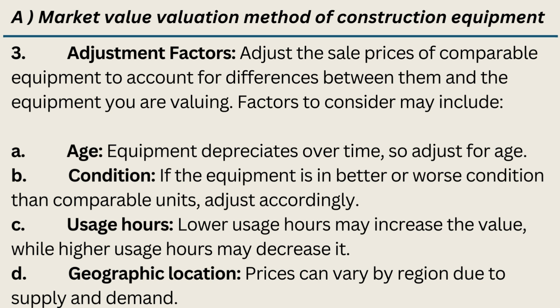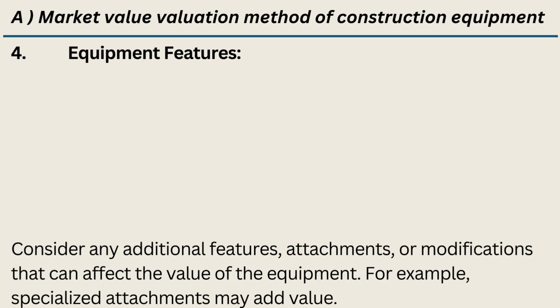A. Age. Equipment depreciates over time, so adjust for age. B. Condition. If the equipment is in better or worse condition than comparable units, adjust accordingly. C. Usage hours. Lower usage hours may increase the value, while higher usage hours may decrease it. D. Geographic location. Prices can vary by region due to supply and demand. 4. Equipment features. Consider any additional features, attachments, or modifications that can affect the value of the equipment. For example, specialized attachments may add value.